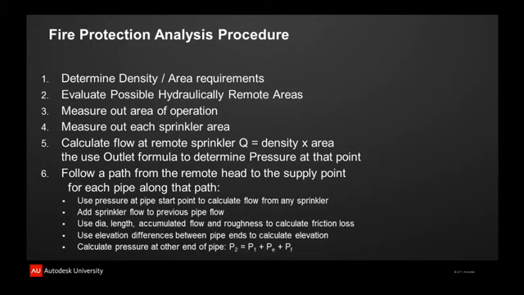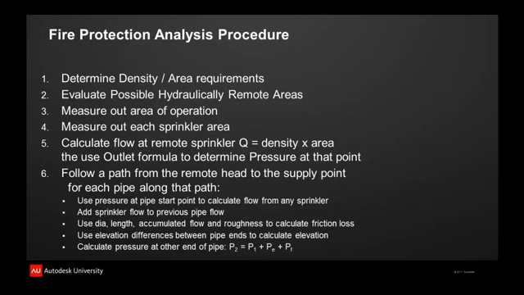We'd start by determining the density and area requirements for the type of building and the type of occupancy that we have. Those density and area requirements are specified by the standards. Next, we'd evaluate possible hydraulically remote areas. We want to go figure out what would challenge our system the worst. What's the worst place in the building that would challenge our system the most, so that we can analyze that area or those areas. For those locations, we would then measure out the area of operation.